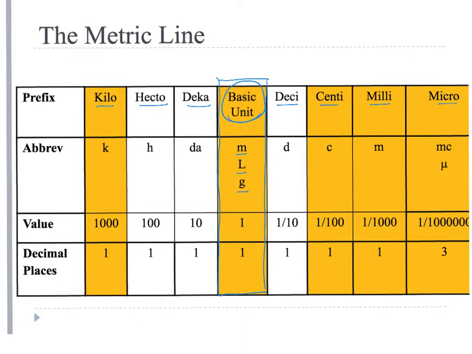So I've put our decimal places here along the bottom row so that you can see kilo, hecto, deca, they're all 1 decimal place away from each other. Deca is 1 decimal place away from the basic unit. Same thing with deci, centi, milli. But then take a look at micro. Micro is not the next one in line. We actually skip 2 units in between there, so it's 3 units away from milli. So I want to keep that in mind as we use our metric line.